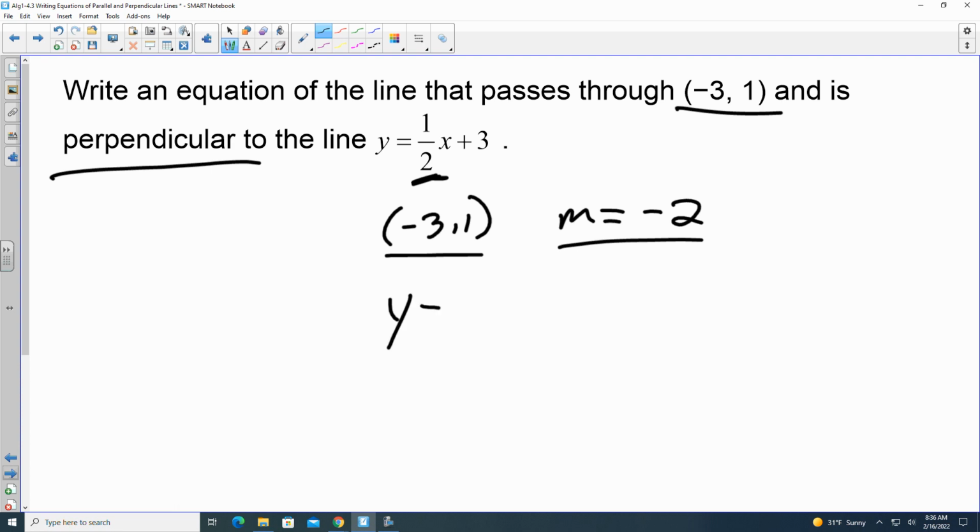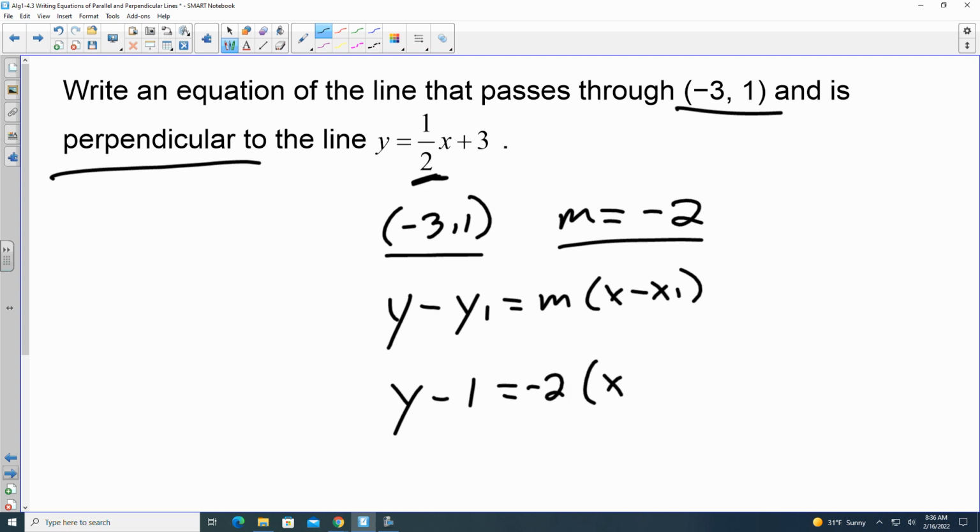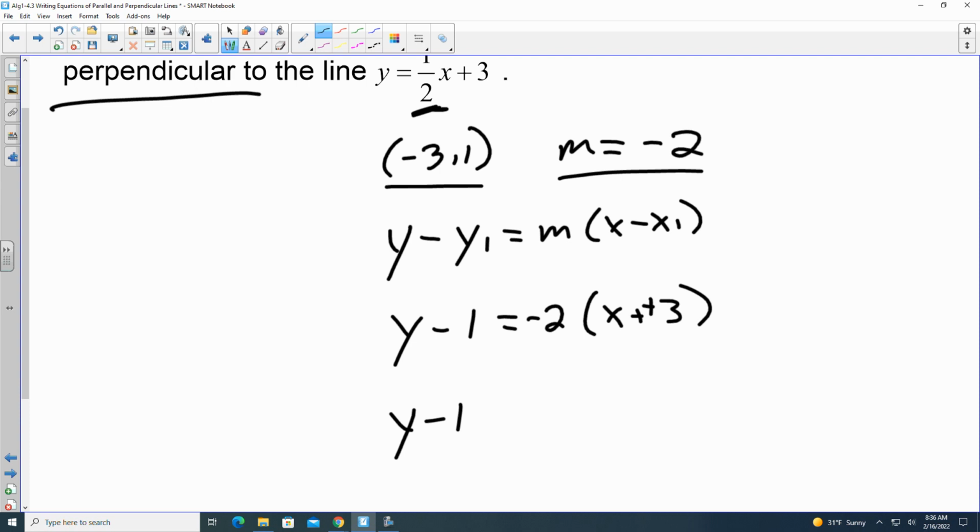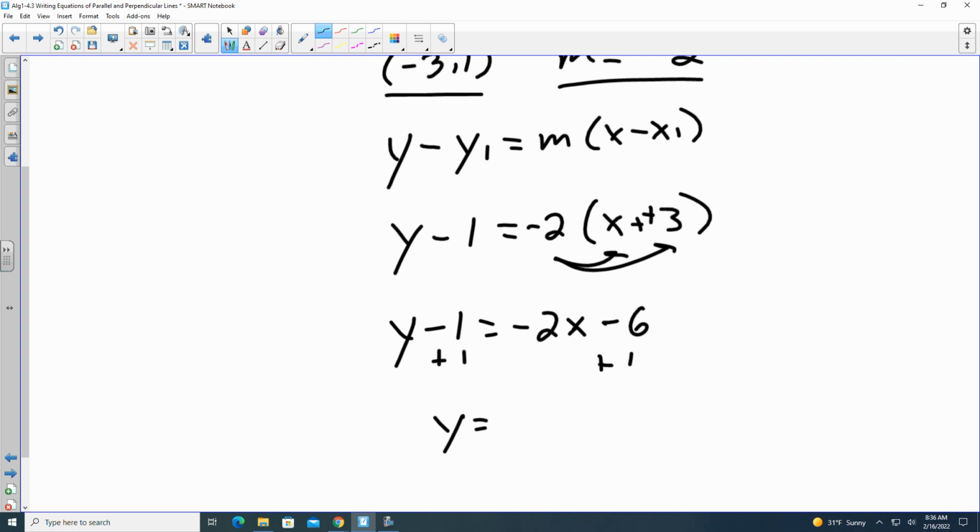All right, using point slope form to help me out, I get y minus 1 is equal to -2 times the quantity of x minus -3, which is actually x plus 3. Then I distribute here and here, so that's -2x minus 6. Add 1 to both sides. I get y is equal to -2x minus 5.